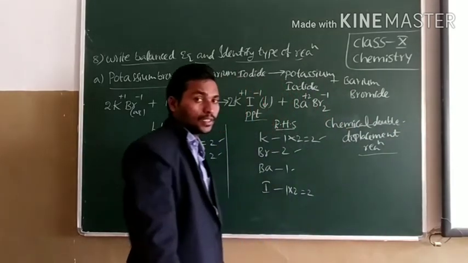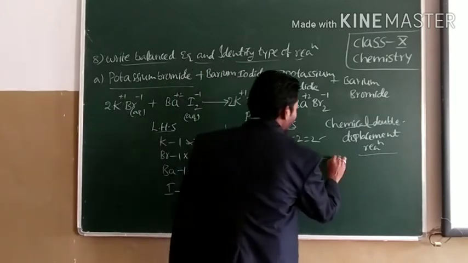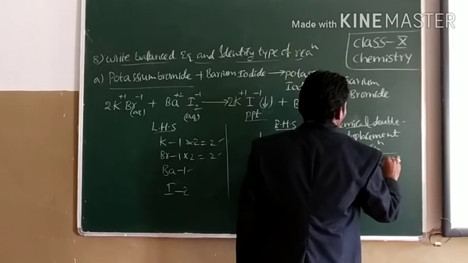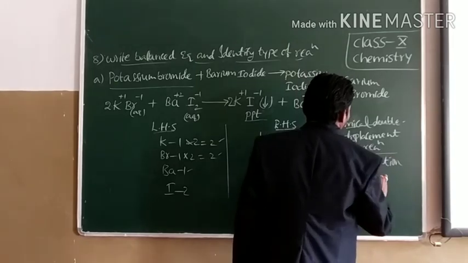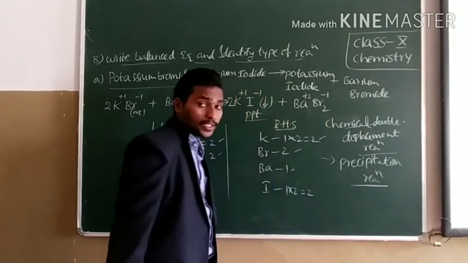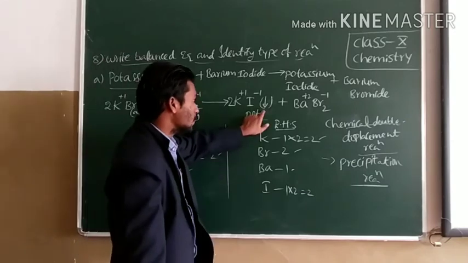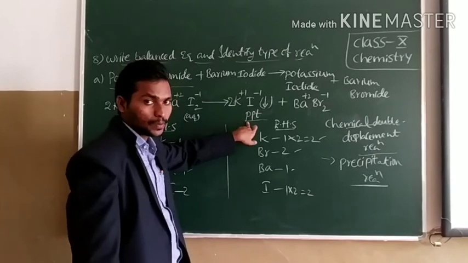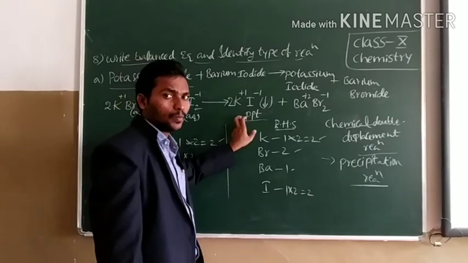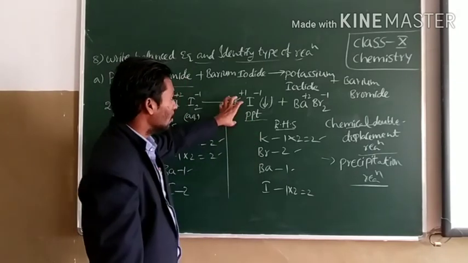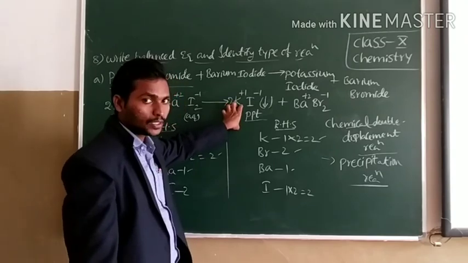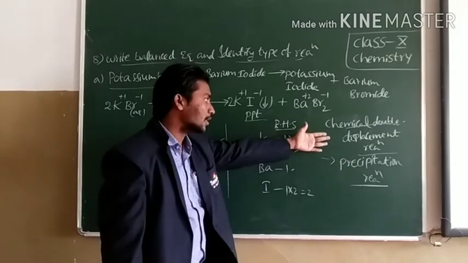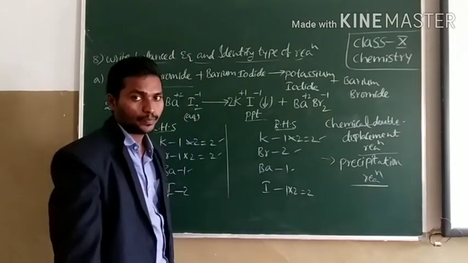Within chemical double displacement reactions, it is a precipitation reaction, because a precipitate is formed during the chemical reaction. The precipitate is potassium iodide, which is an insoluble compound in water. That's why formation of precipitate takes place during the chemical reaction. It's called a precipitation reaction, and it comes under chemical double displacement reaction.